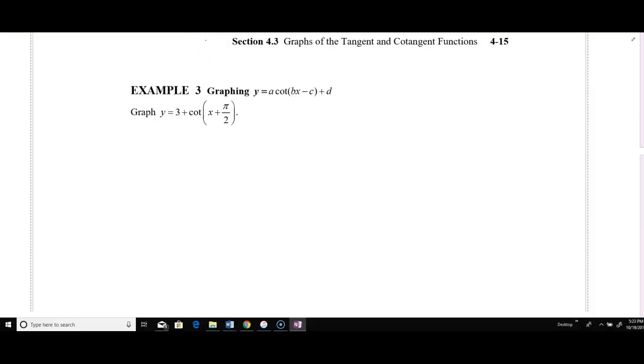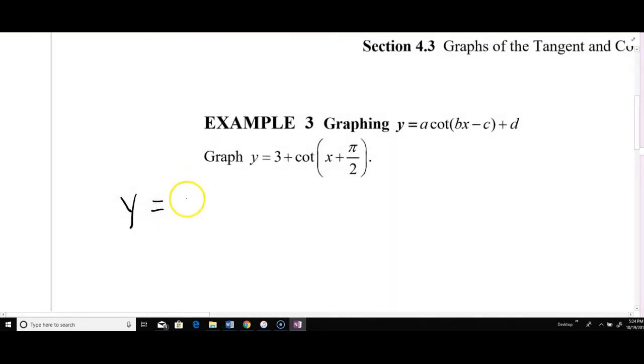Okay, we're going to graph y equals 3 plus cotangent of x plus pi over 2. Alright, so in terms of our step 1, we're going to find the period.